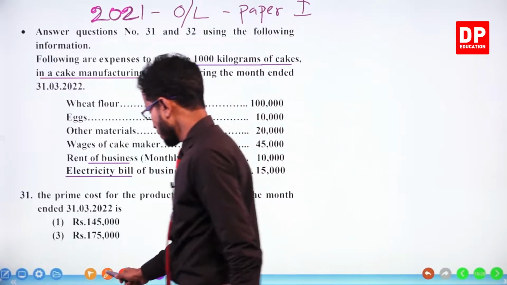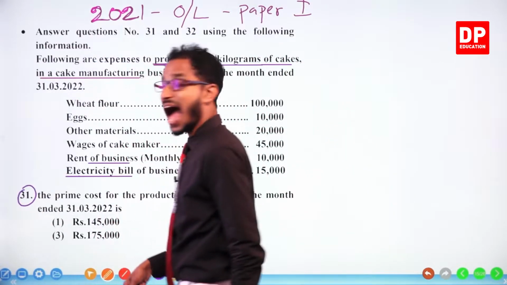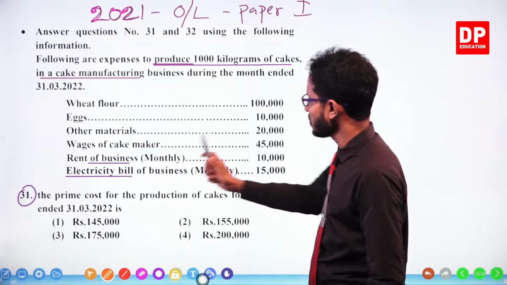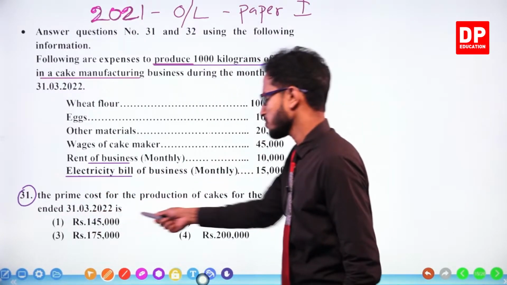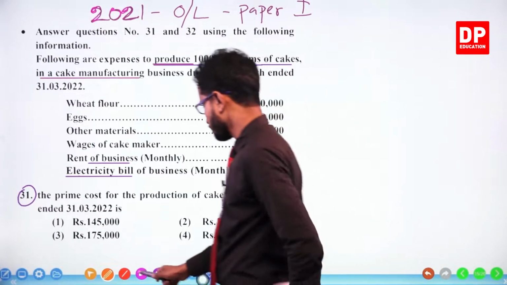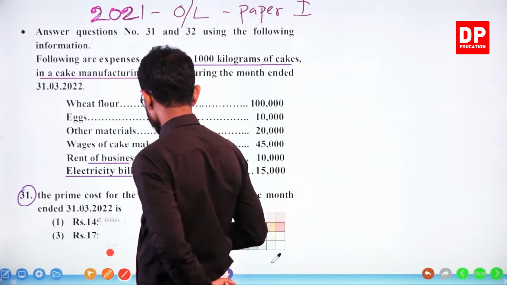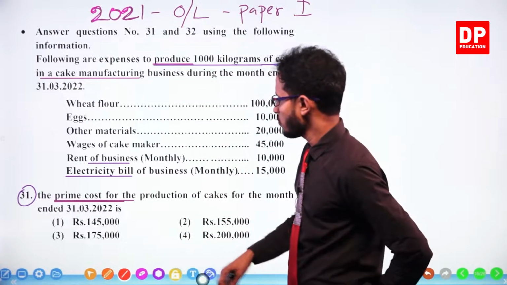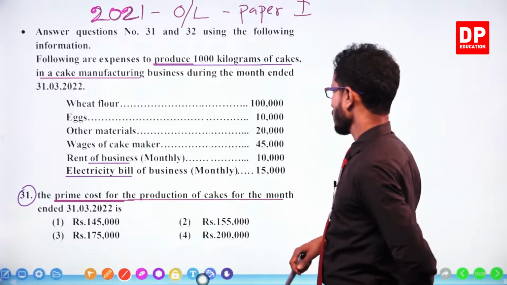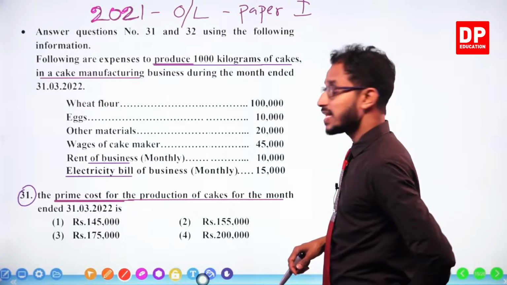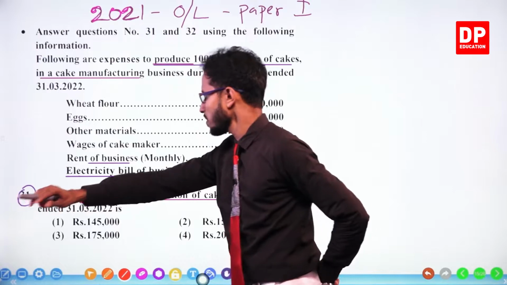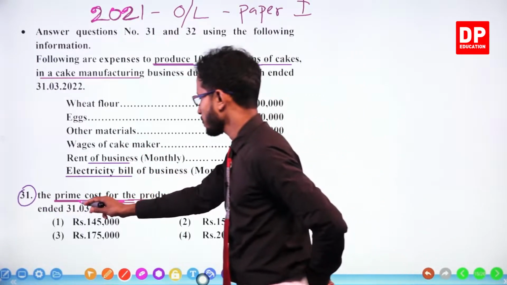The 31st question that they are asking us is prime cost for the production of cakes for the month ended 31st March. Prime cost. They have given us some information and they are asking for the production of cakes in that month. What is the prime cost?